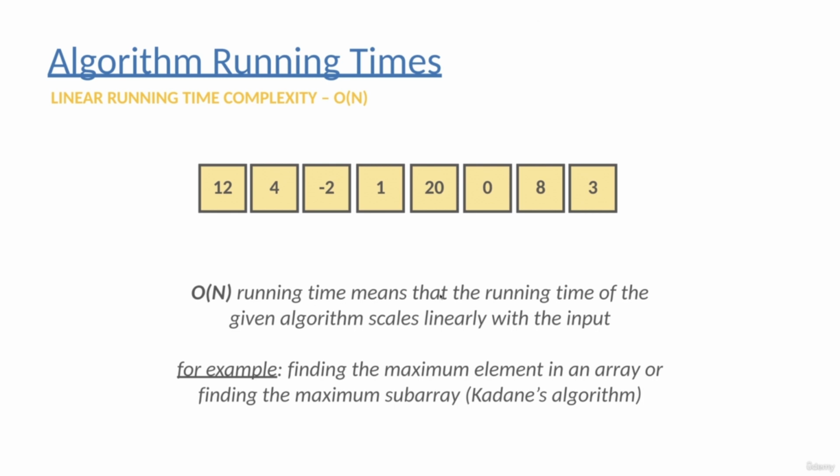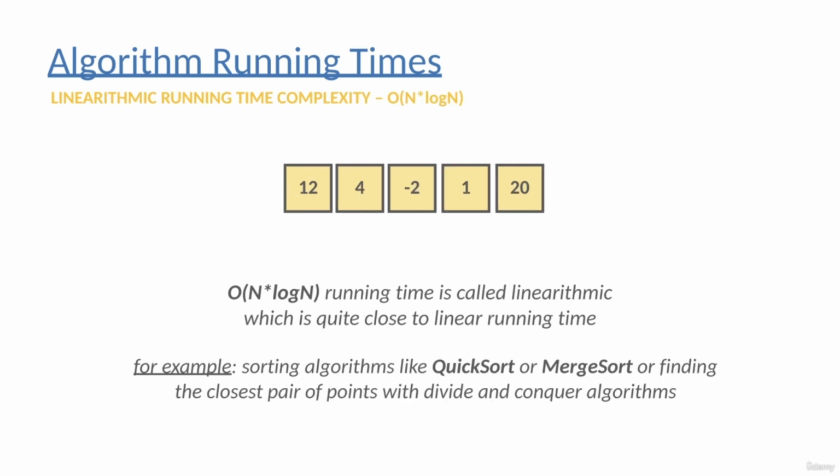O(n) running time means that the running time of the given algorithm scales linearly with the input. So essentially, if we double the input size, then the running time will be doubled as well. So it scales linearly, such as finding the maximum item in an underlying one-dimensional array. In this case, as you can see, 20 is the maximum item, so we have to consider every single item exactly once. This is why it has linear running time complexity. Or by the way, we have Kadane's algorithm for finding the maximum subarray, which is extremely crucial in computer vision. So this is the linear running time complexity. What about the linear-arithmic running time complexity?